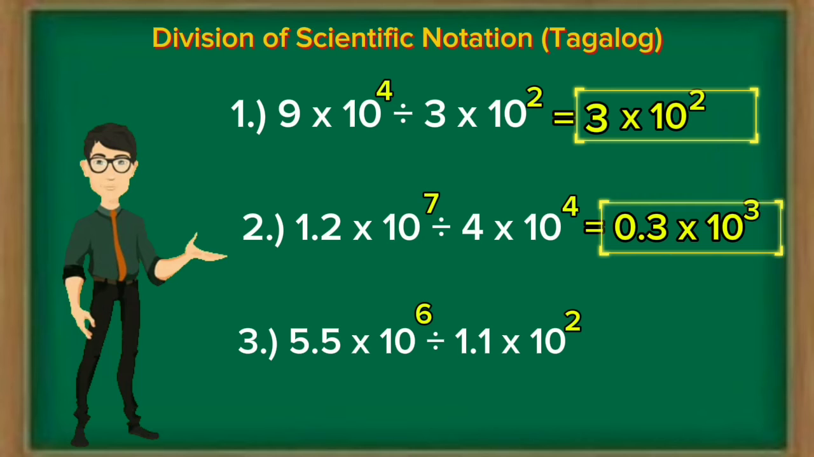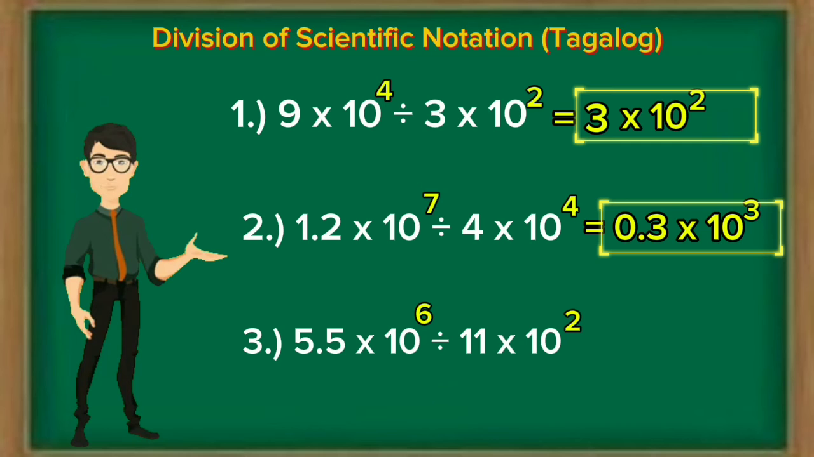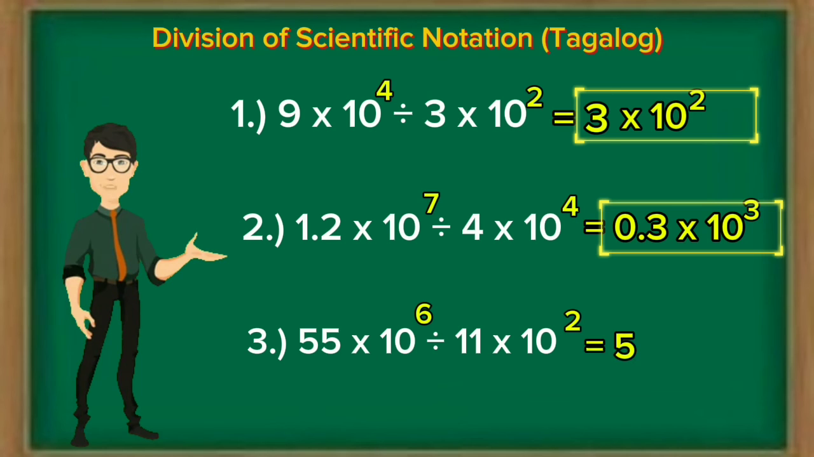Next, last, number 3. Ang given ay 5.5 times 10 to the power of 6 divided by 1.1 times 10 to the power of 2. Ganun din, ang ating gagawin yung coefficient ay ating i-divide: 5.5 divided by 1.1. Move mo lang decimal place itong divisor na 1.1. Magiging whole number na siya, that is 11. Ganun din sa dividend, move mo din itong 5.5. Ito ay magiging whole number na 55. Then divide na natin: 55 divided by 11 equals 5. Then copy yung base na 10 at yung exponent nila ating subtract: 6 minus 2, that is 4. So ito yung final answer, 5 times 10 to the power of 4.